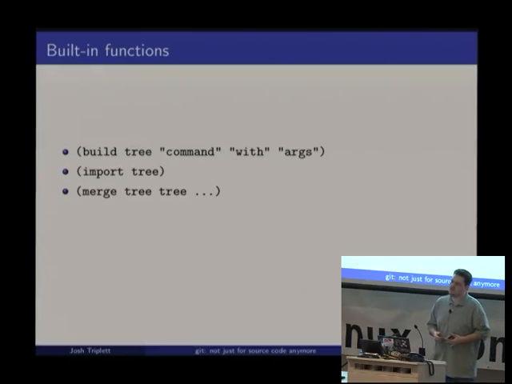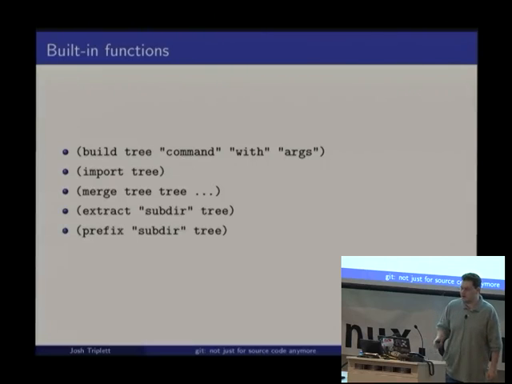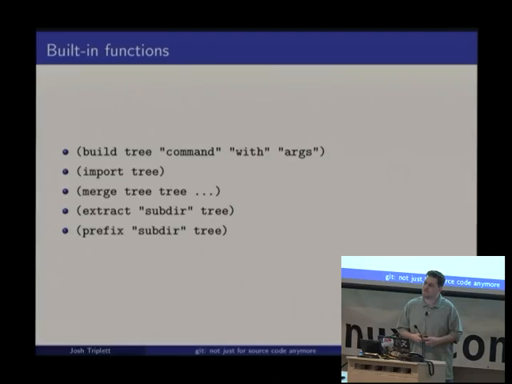You can merge trees. You take an arbitrary number of trees and combine them together, and if there's ever a merge conflict of any kind, other than these files are identical in both so I put them together, then it just stops and fails. Or you can extract a subdirectory or add a prefix to a subdirectory. This is really handy when you're doing builds because you want to pull out wherever you put your build result.